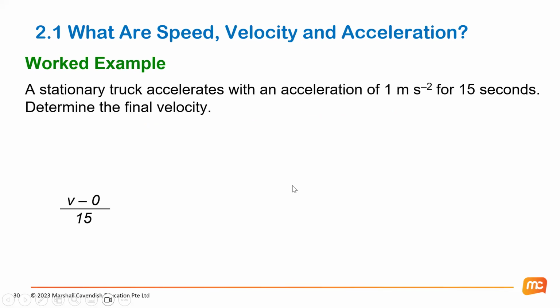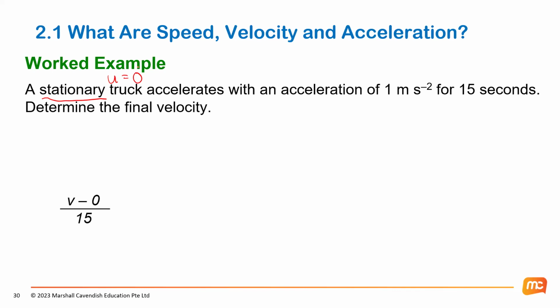Okay, the next example. A stationary truck accelerates with an acceleration of 1 meter per second squared for 15 seconds. Determine the final velocity. Again, I give you the acceleration and the time, 15 seconds. Just take note that there is this word stationary over here. It means that my initial velocity is 0. I am not moving. It's a stationary truck. The initial starting velocity will be 0.